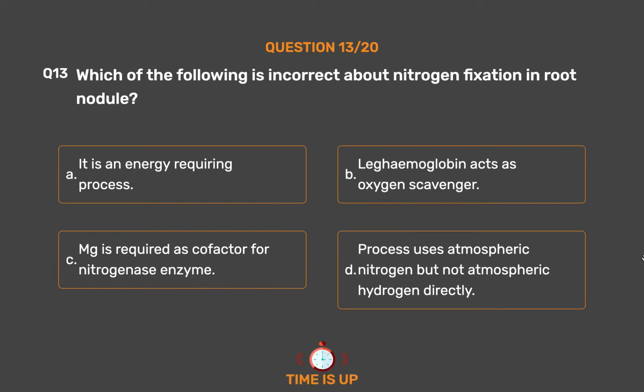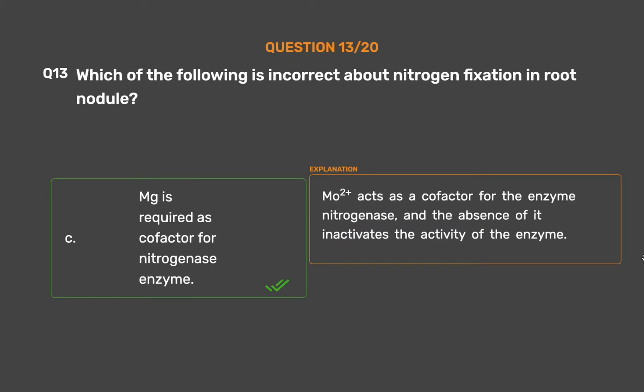The correct answer is Option C. Mg is required as cofactor for nitrogenase enzyme. Mo2+ acts as a cofactor for the enzyme nitrogenase, and the absence of it inactivates the activity of the enzyme.